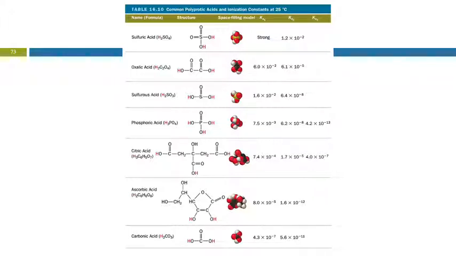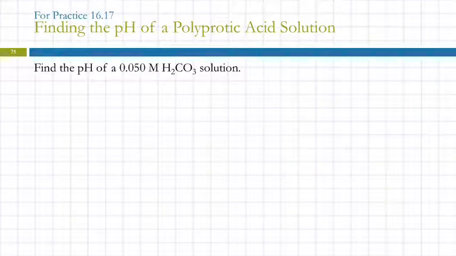4.3 times 10 to the minus 7 is the first one, and 5.6 times 10 to the minus 11 is the second one for carbonic acid. Okay, now I can do the problem. So find the pH. Looking at this formula, we see H2CO3, that's a diprotic acid. We're going to look at the first ionization.